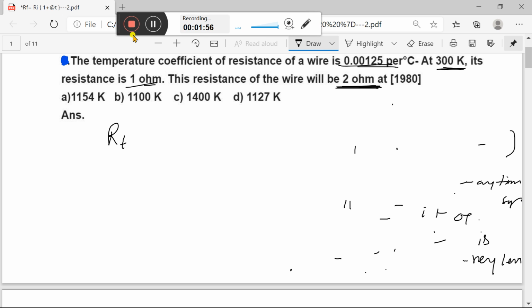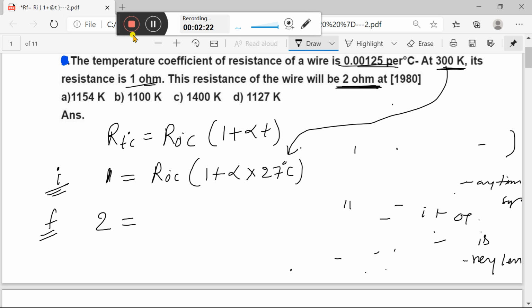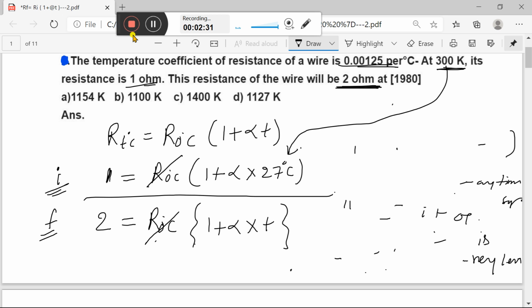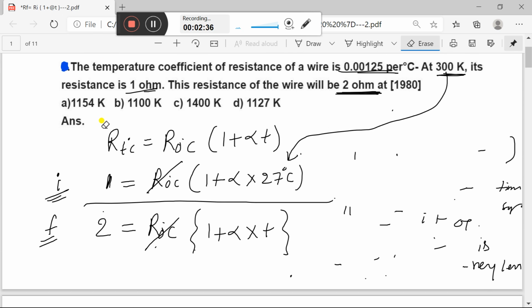So we have the general formula: R at T degree Celsius equals R at 0 degree Celsius times (1 plus alpha into T). The initial resistance is 1 ohm, R at 0 degree Celsius is not given, and alpha and temperature are always used in degree Celsius. So 300 Kelvin is 27 degree Celsius. In the final condition, the resistance comes out to be 2 ohm, and the temperature is T. Dividing, the only unknown is T. So we can calculate T.